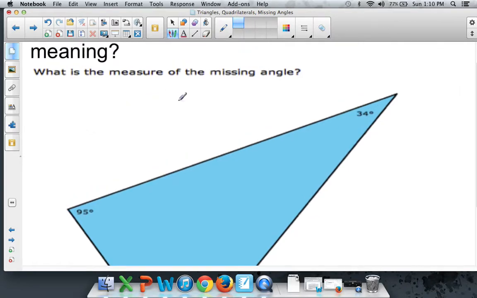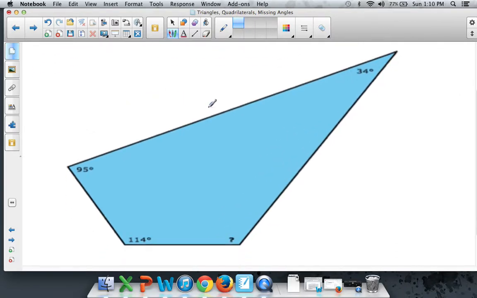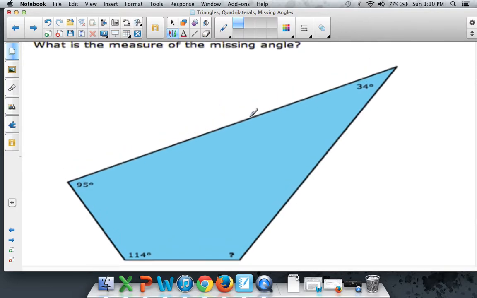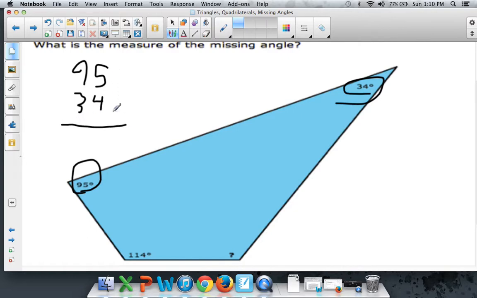What is the measure of the missing angle? Well, first notice this is not a triangle. This is a quadrilateral. That means 4 sides. So we're going to have to add a little more than a triangle. We're going to have to add 3 things. Let's add these two first. 95 plus 34. Do it on a piece of paper so you know you're not messing up. It's always a good idea to do it on paper and not just in your head all the time.